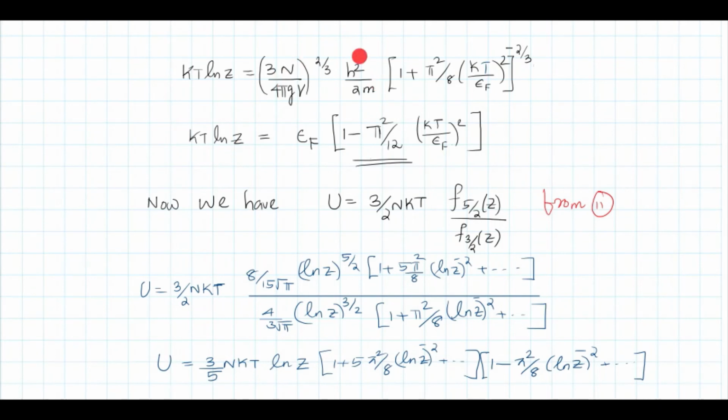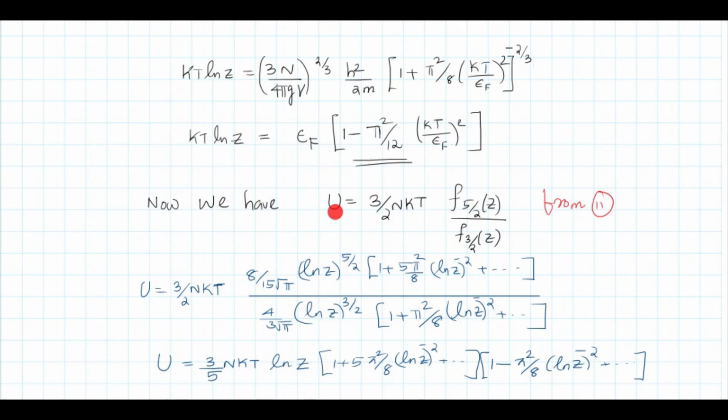And the term outside the bracket is actually EF. So it is EF into (1 minus pi square by 12 (kT by EF) whole square). So if you put T tends to 0, you will get again the Fermi energy. So this is the next approximation.